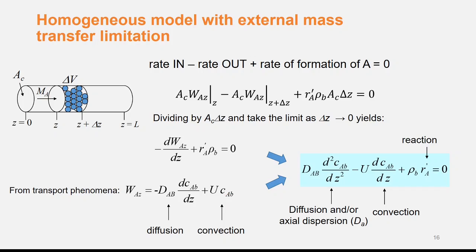Substituting this into our differential equation gives us the following second order differential equation. There is a term for diffusion or axial dispersion, a term for convection, and a reaction term. Axial dispersion is used when you have backmixing due to turbulence or a radial velocity distribution. You can replace the diffusivity DAB with DA, which is the axial dispersion coefficient.